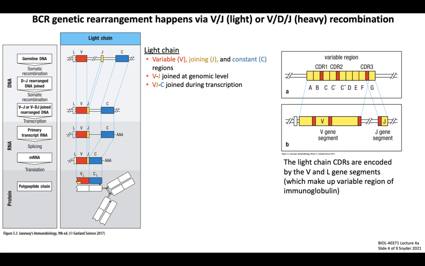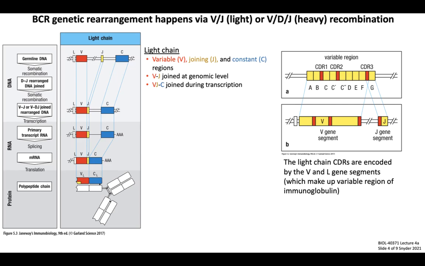Again, we will discuss how constant region variability occurs in B cells during a process called isotype switching during week 5. First, somatic recombination occurs during B cell development in the bone marrow. This recombination joins a single V region together with a single J region to encode the single VJ variable region sequence for that given B cell.